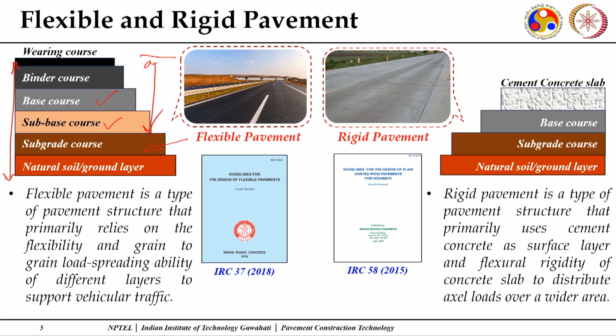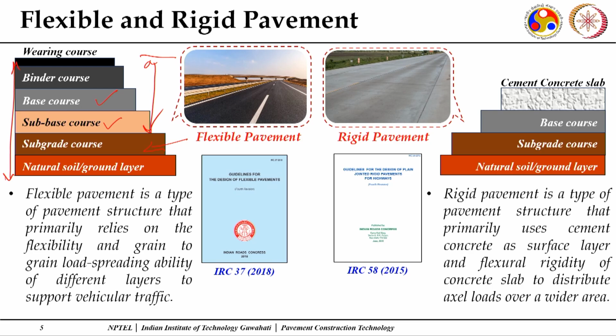When you go up, you have your binder courses, you have your wearing course or surface course. They are constructed using aggregates with some binding material, and in flexible pavements the binding material used is bitumen. It is also called asphalt, or asphalt binder as a synonym.